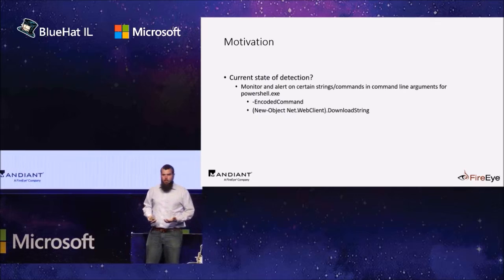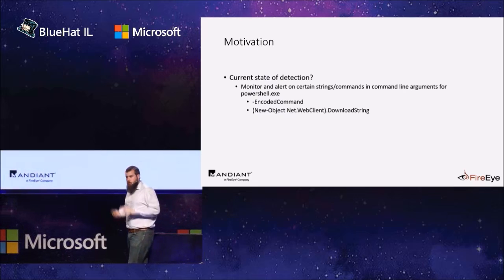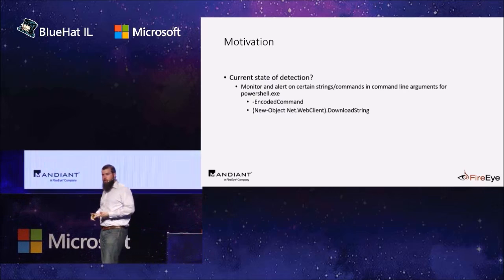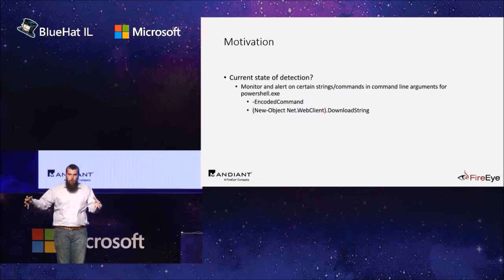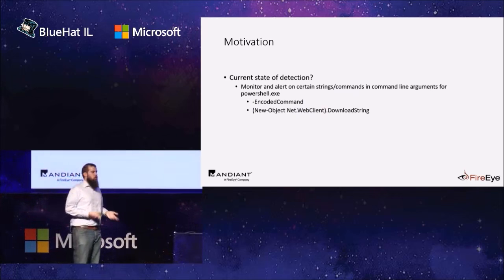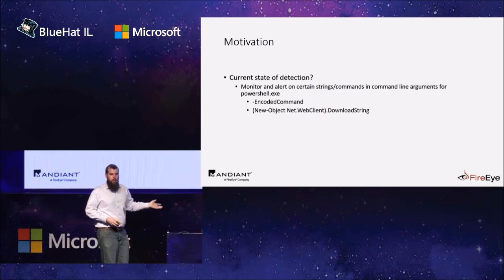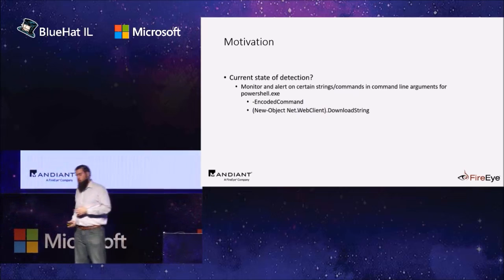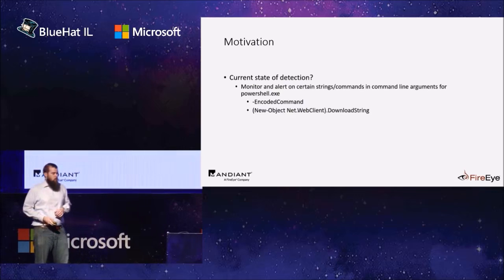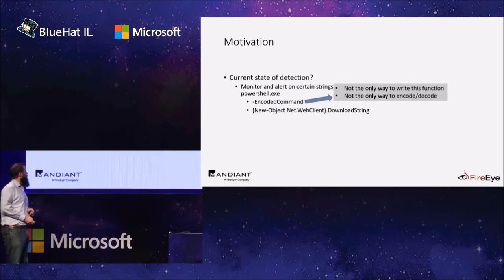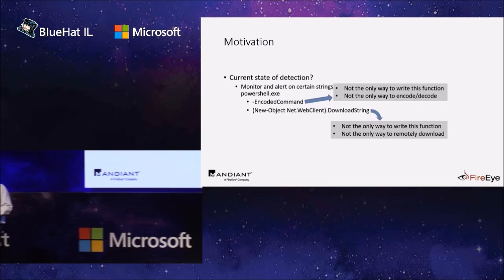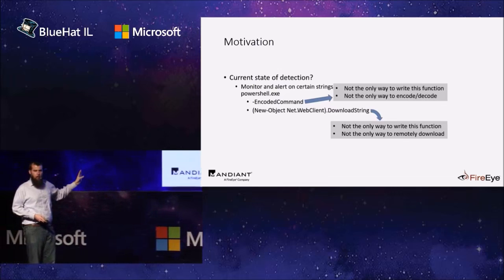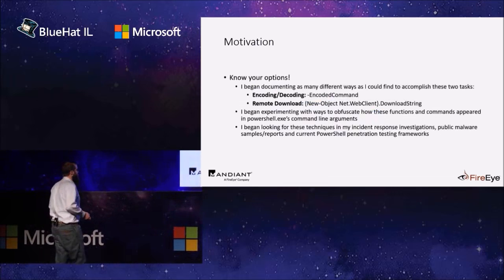So what a lot of people do is they'll monitor mainly these two things. And these are the two most common things we see attackers using. They'll usually run encoded commands, which is basically just your base64 encoded payload. And they'll also use, again, this basic remote download cradle to download content remotely and run it in memory. However, for each of these, it's not the only way to write this syntax, and it's also not the only way to perform this function. And we're going to dive really in-depth into these examples here.